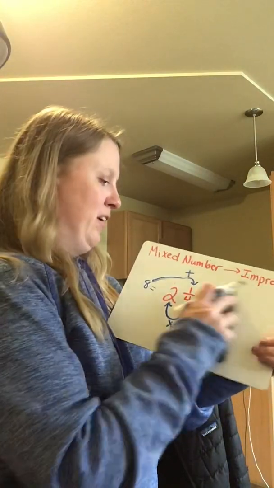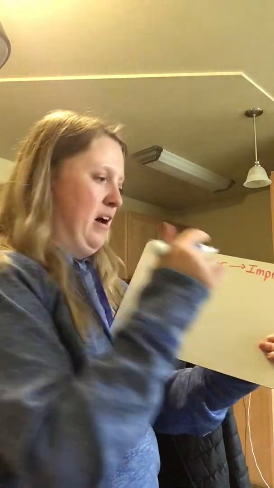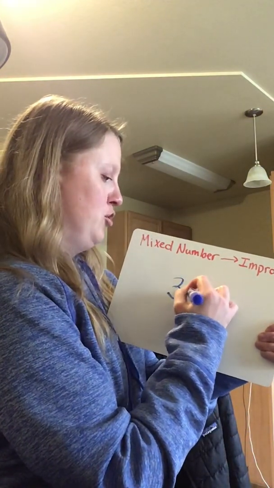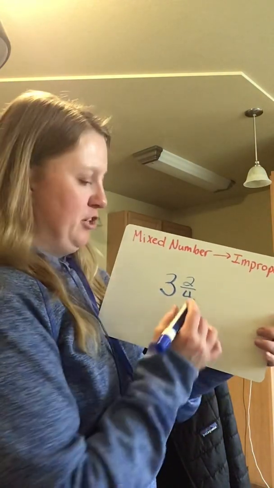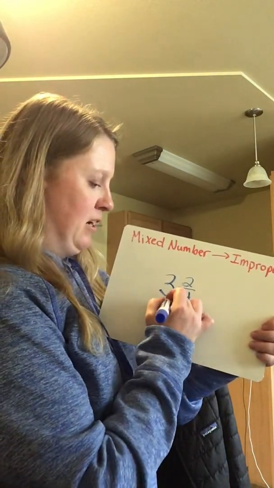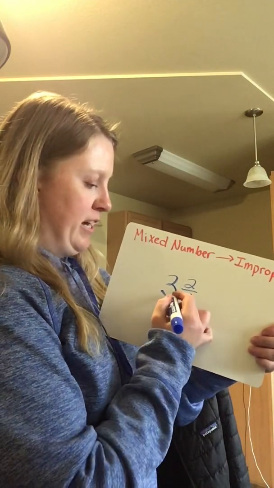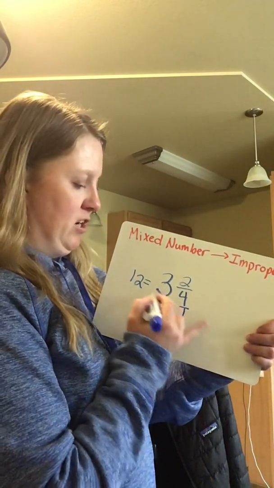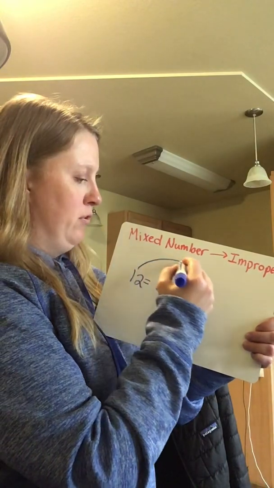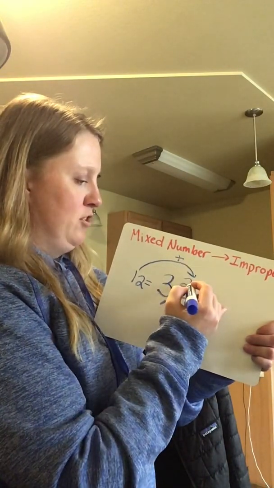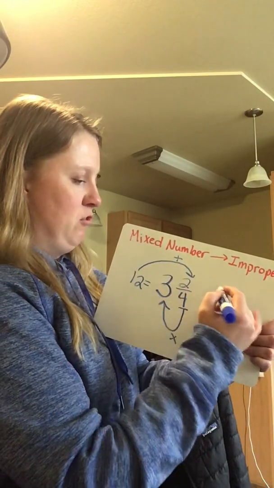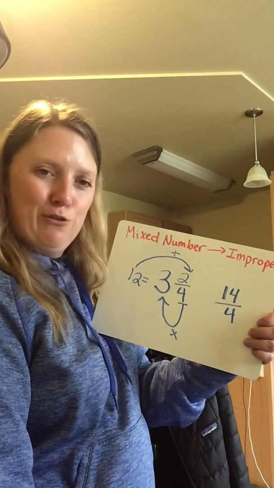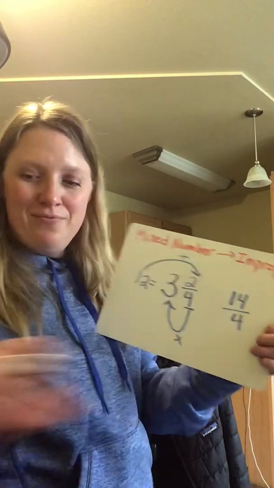Okay, so let's do another one. This time I'll do 3. My mixed number will be 3 2/4. Okay? So I start at my denominator, and I'm going to go up here and multiply. 4 times 3 equals 12. So now I'm going to take my 12, I'm going to add 2. 12 plus 2 is 14. Let's keep the same denominator. 14 fourths. There's your improper fraction.